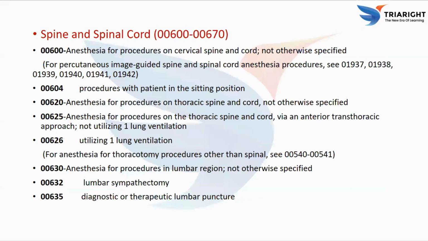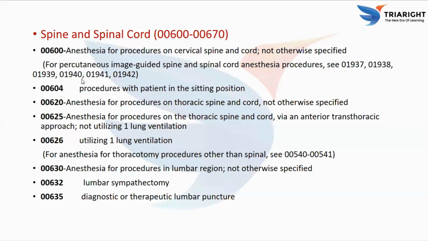Our next code ranges are for spine and spinal cord. The CPT codes are used by anesthesiologists when anesthesia is given for spine or spinal cord procedures. The codes are grouped by the region of the spine and by the special situations that make the anesthesia more complex. So what are the spine regions? Cervical in the neck, thoracic in the upper and mid back, chest level, and lumbar at the lower back.